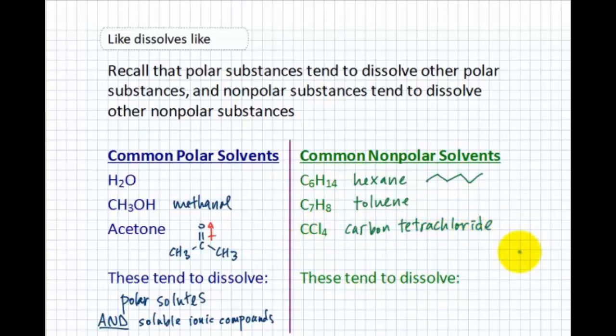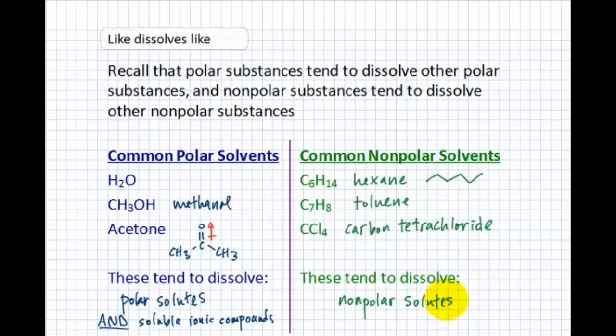It's a carbon with 4 chlorines pulling equally out from that carbon, so it's nonpolar also. Carbon tetrachloride used to be the solvent used in dry cleaning. It's nonpolar. It dissolves other nonpolar solutes, like oils and greases and dirts and things that make clothing messy, so it works really well for dry cleaning because it rinses all the dirty stuff away, and then it can be evaporated very easily.